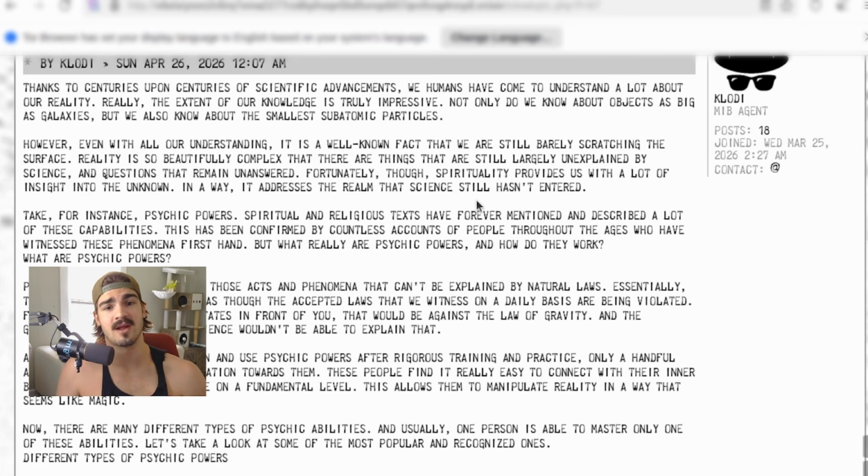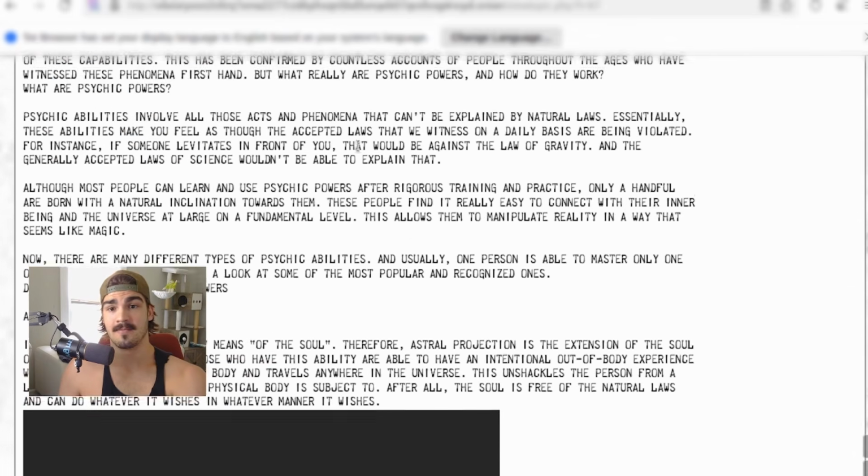In a way, it addresses the realm that science still hasn't entered. Take, for instance, psychic powers. Spiritual and religious texts have forever mentioned and described a lot of these capabilities. This has been confirmed by countless accounts of people throughout the ages who have witnessed these phenomena firsthand. But what really are psychic powers and how do they work? What are psychic powers? We're about to find out, I guess.